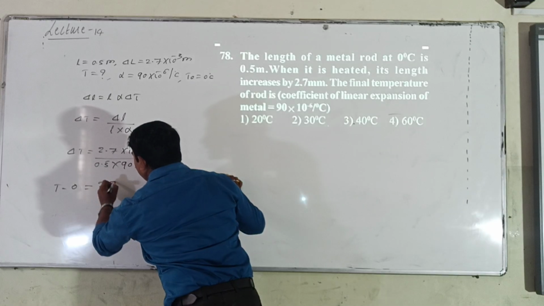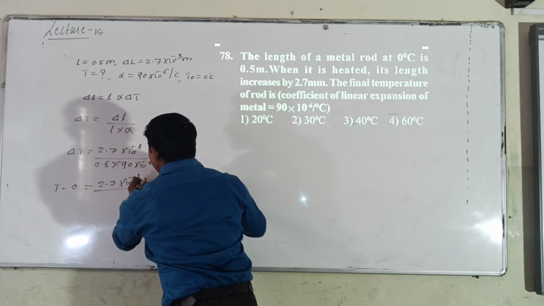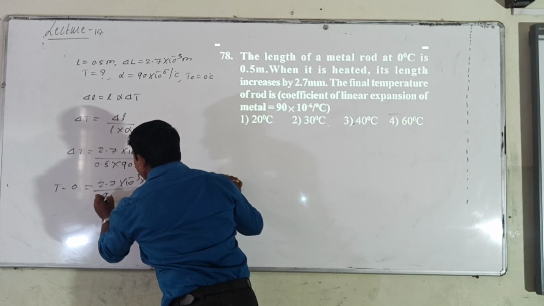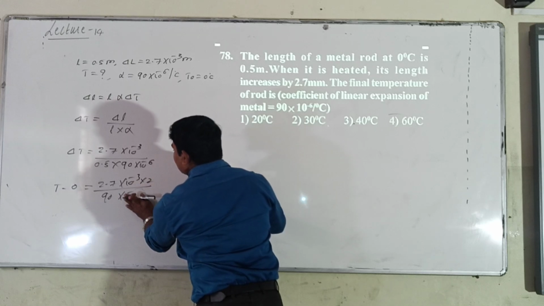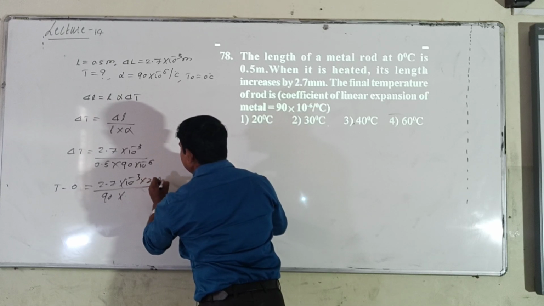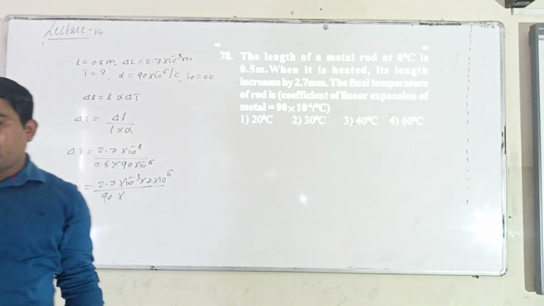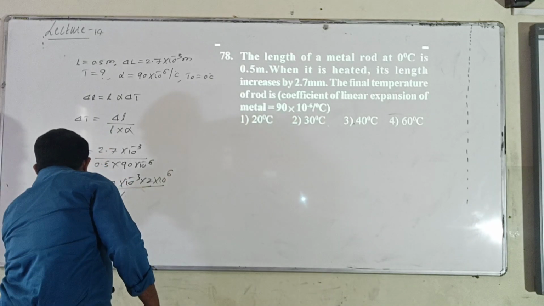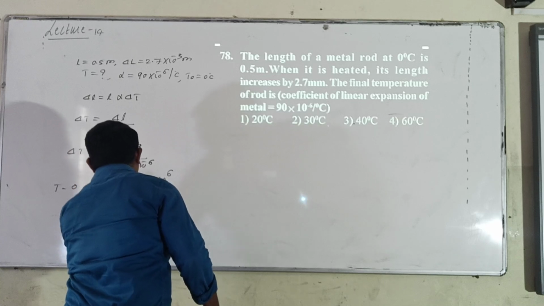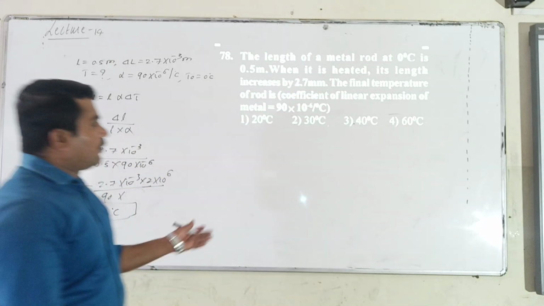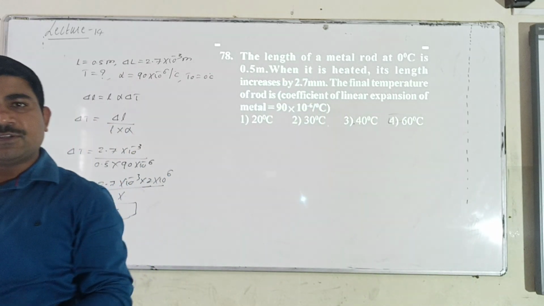Then solve this, how much value are we getting? 2.7 into 10 raised to minus 3 divided by 0.5 means 1 by 2 directly, so multiply by 2. 90 into 10 raised to minus 6. Minus 3, minus 6 goes upside, this becomes plus, so it is 10 raised to 6. Then just solve this. What value are we getting? Delta t is nearly equal to 60 degree Celsius. So what option can you choose? You can choose option number 4.